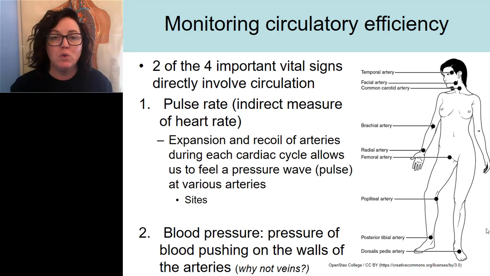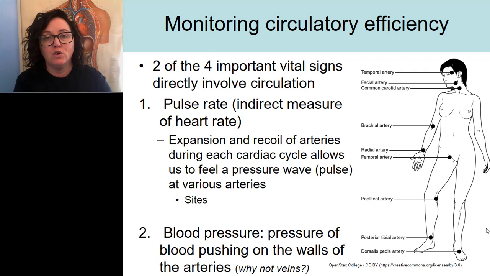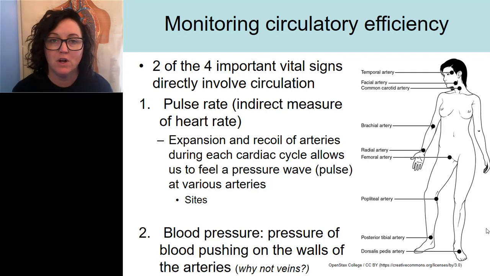There are a few common sites where you can take a pulse rate. Obviously, one of the main ones is at the wrist, at the radial artery, but it can also be taken at the carotid artery, the brachial artery, the femoral artery, the popliteal artery, which is behind the knee, and the dorsal pedal artery on the top of the foot. Those are the common ones, and there are other ones you can use.